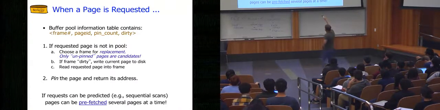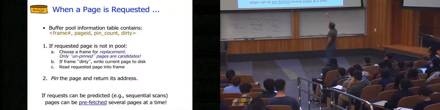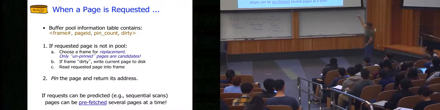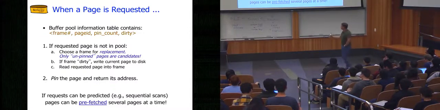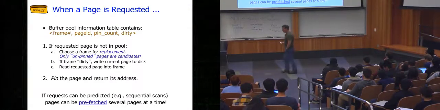Okay? So if the requested page is not in the pool, we choose a frame for replacement. It has to have pin count equals 0. It has to be unpinned. If it's dirty, we write it to the disk, and then we read the requested page into that frame.